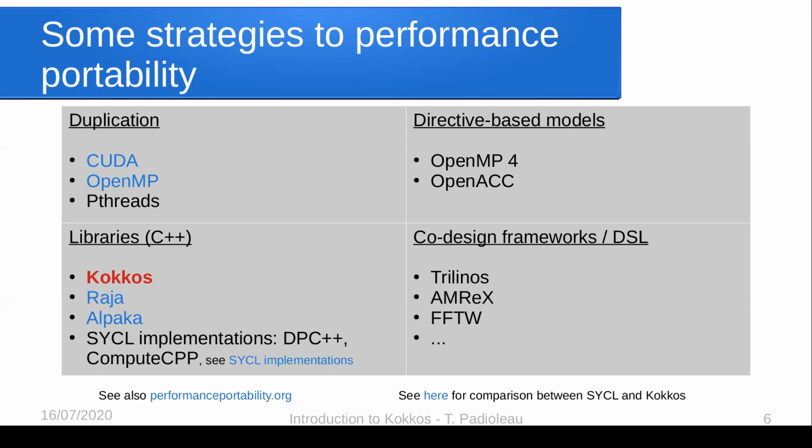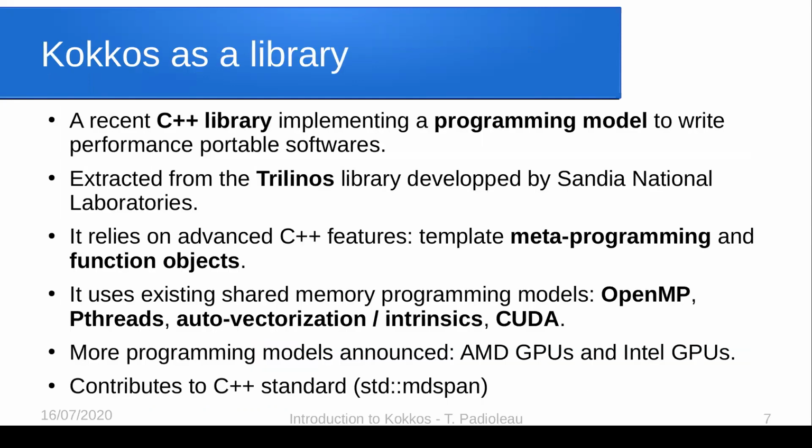So what is Kokkos? Kokkos is a C++ library. It implements a programming model to write performance portable software, so both portable and performant. It was extracted from the Trilinos library, which was at the low level and still is, but it is an independent project to be able to target different codes inside Sandia or outside.